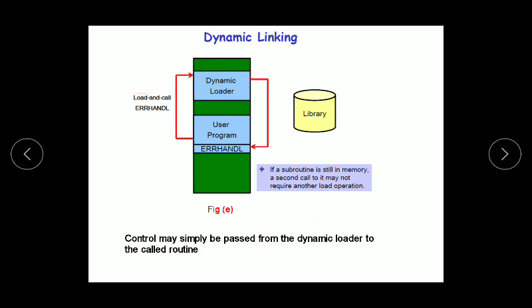So control is given to the dynamic loader or the operating system. The operating system will first search whether it is already present in the memory. Yes, now the error handler is already present in the memory. So the control is directly given to the error handler without going to load the error handler routine from the library. Got the difference from the previous figure to this figure?